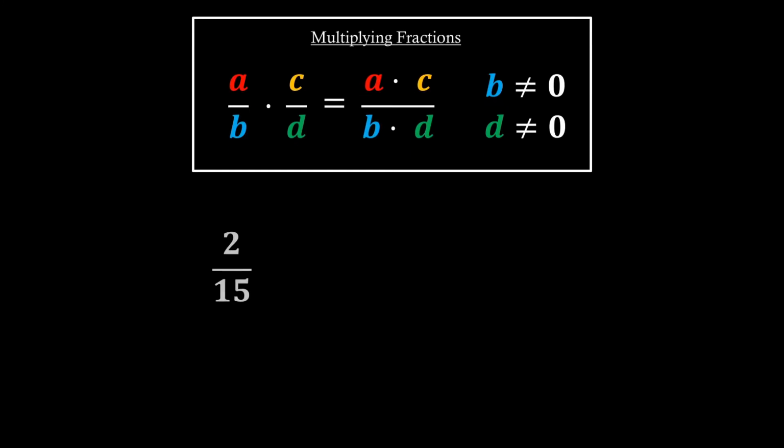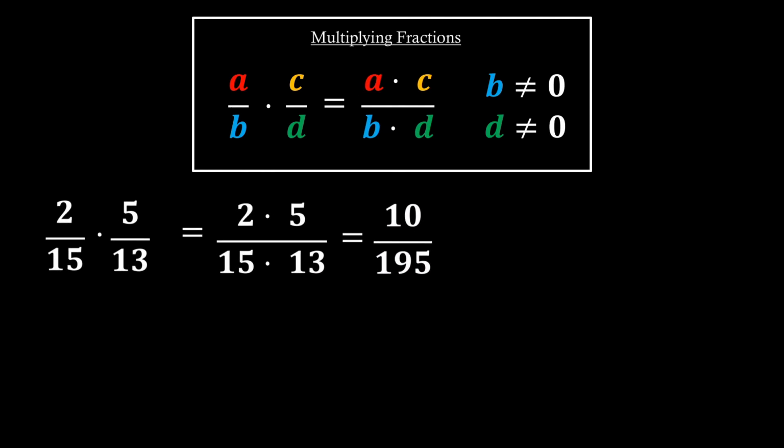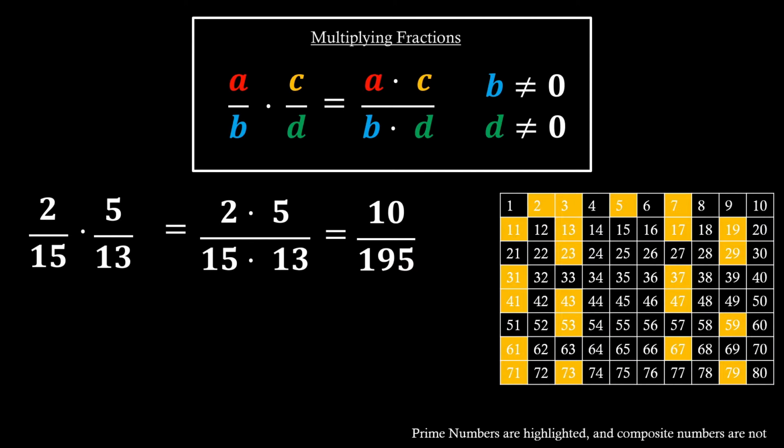We have 2 over 15 times 5 over 13. This is equivalent to 2 times 5 divided by 15 times 13. If we multiply out the numerator and the denominator, we get 10 over 195. Now, this is indeed the answer, but it is not simplified. So let's instead go back a step and use our knowledge of prime and composite numbers to help us express the numerator and the denominator as product of primes.